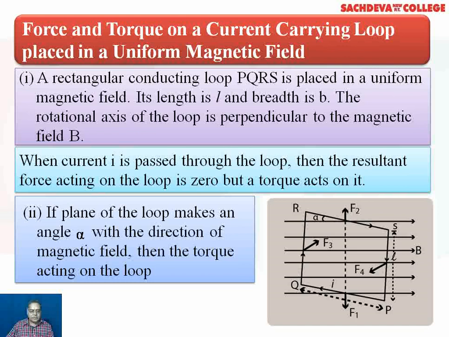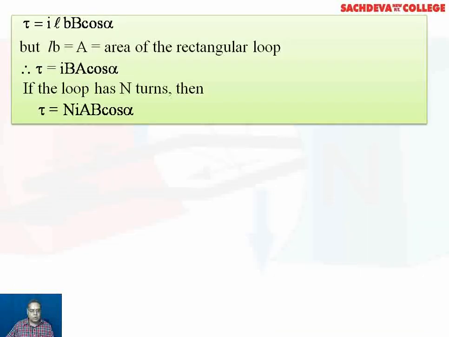If the plane of the loop makes an angle alpha with the direction of the magnetic field, then the torque acting on the loop is given as tau equal to I L b B cos alpha. Tau will be equal to I L b, then it is B cos alpha. B is magnetic induction. L b, length into breadth, is equal to area, that is the area of the rectangular loop. So tau can be written as I B A cos alpha.